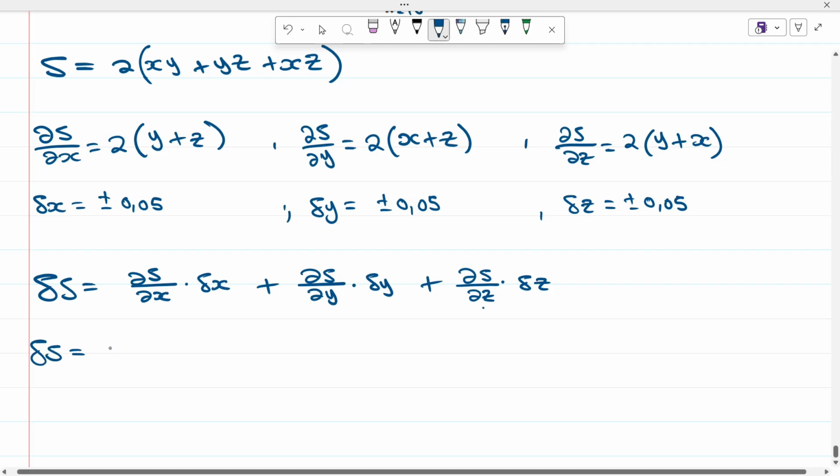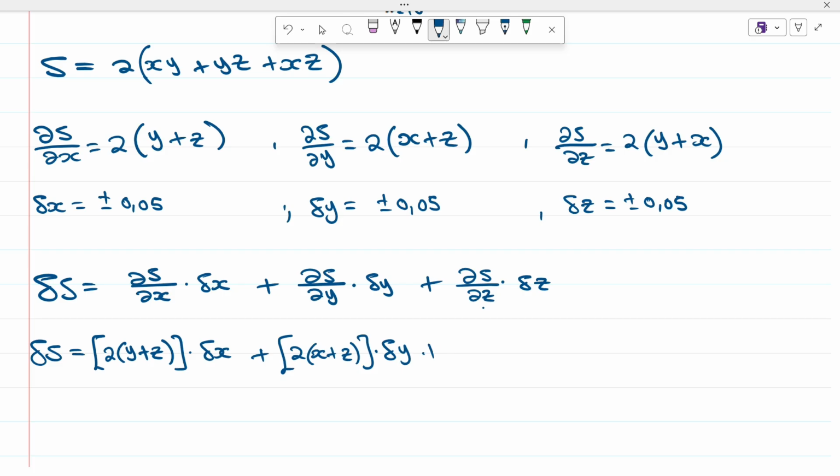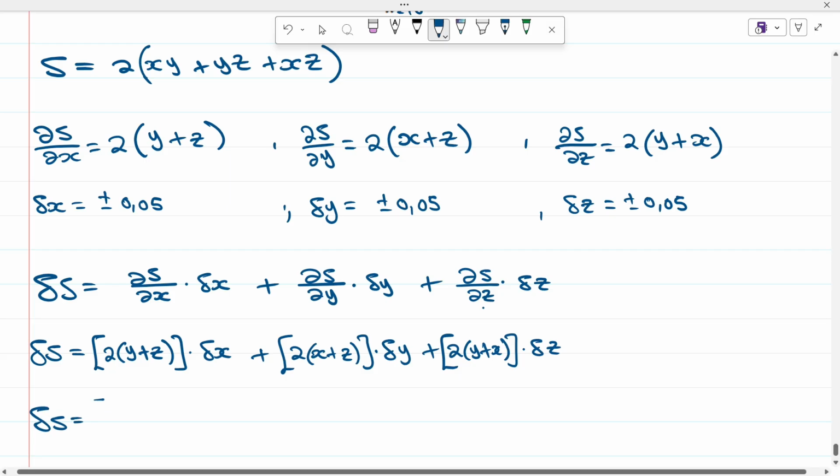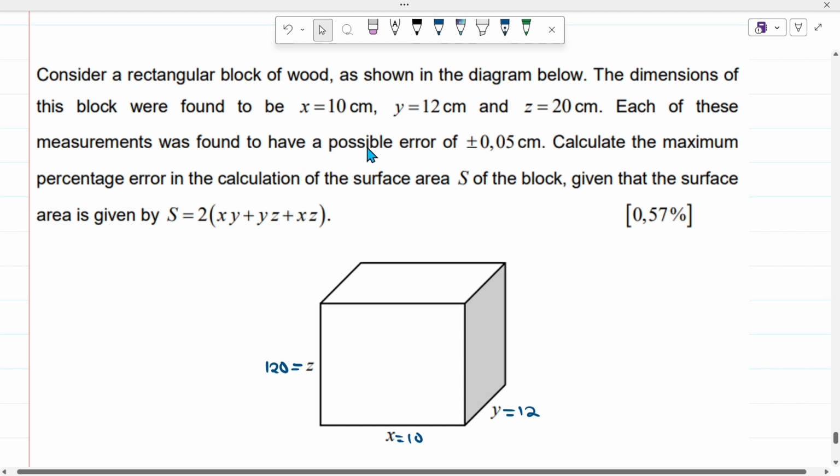So let's first substitute our formula. The formula here is 2 into (y plus z), and then we multiply it by our small change, plus 2 into (x plus z), multiplied by the small change in y, plus 2 into (y plus x) multiplied by the small change in z. So our small change in s is equivalent to 2 into... we were told that y equals 12, x equals 10, and z equals 20.